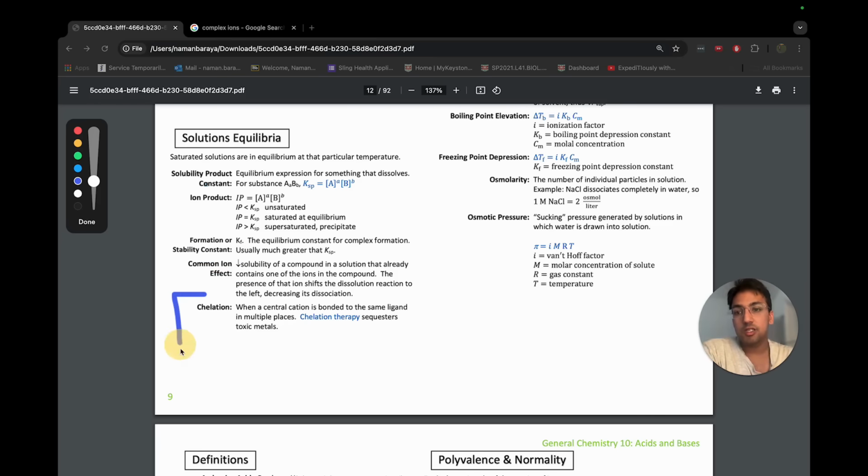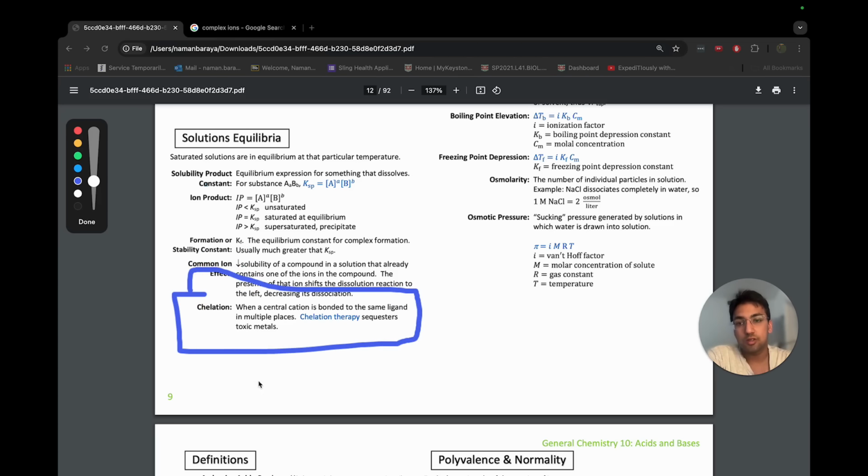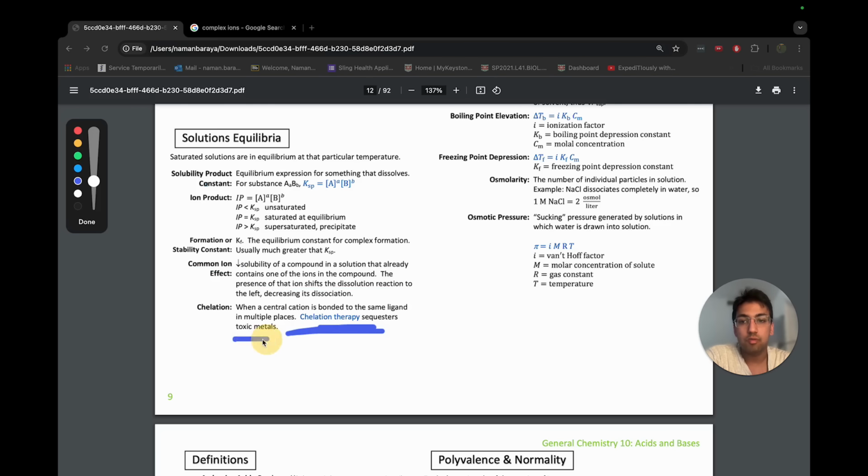Now we have chelation, which is used in industrial chemistry to sequester toxic metals from water by adding a central cation, like what I was showing you before. Let's say they add copper, and now all these things will be ligands to that copper. Or they'll use these ligands to try to precipitate out the toxic metal.